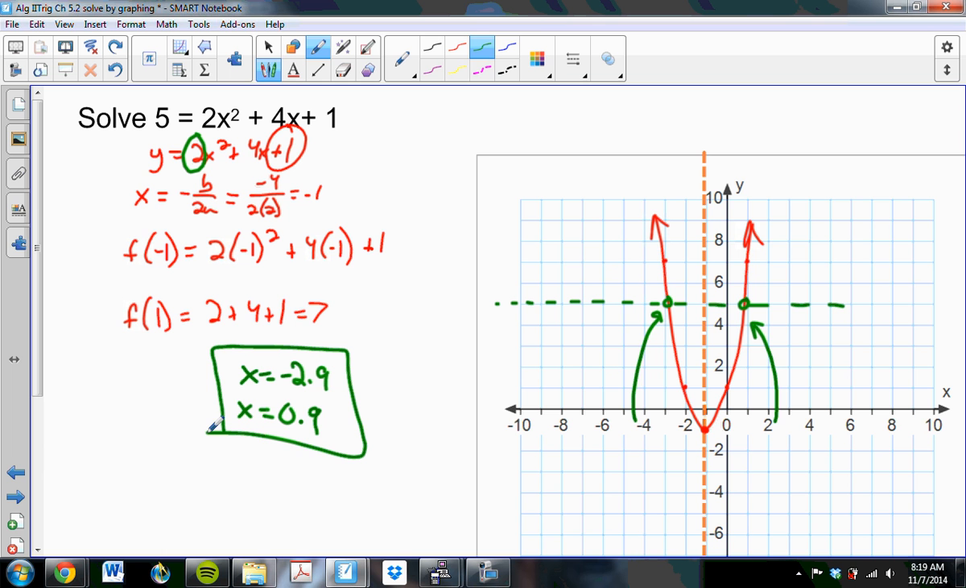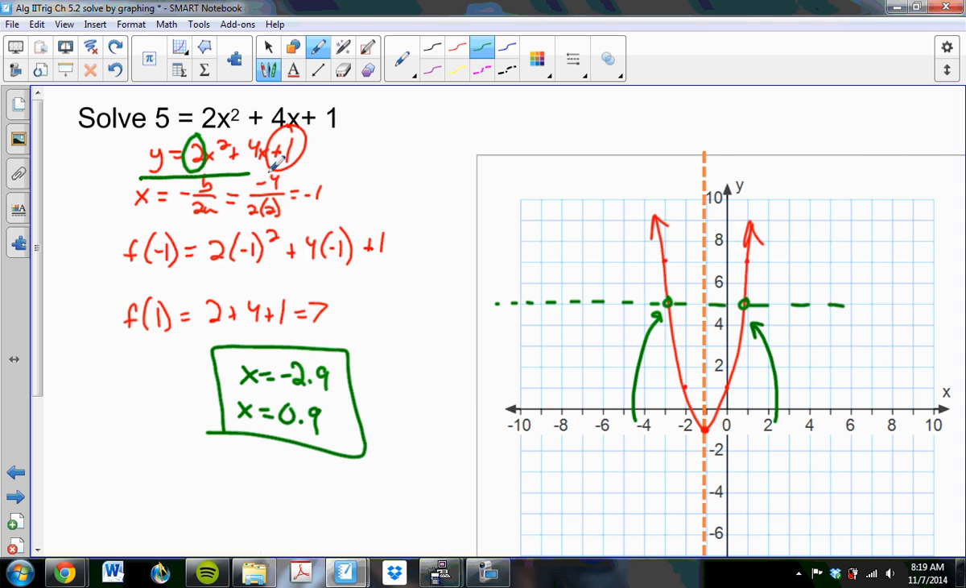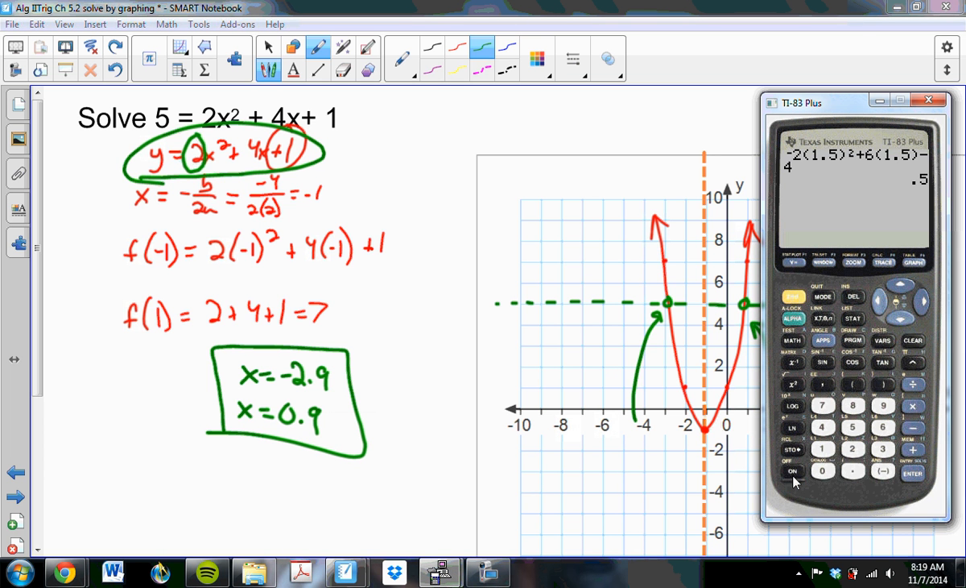Another way you can handle this is on your graphing calculator. I'm going to type this equation right here into my grapher. So I do y equals 2x squared plus 4x plus 1. And then I'm going to graph that and see how that looks. Well, that's a pretty good graph. I could change the window to kind of match what I've got on the screen, but I think that's really what I have. If I wanted to zoom in, I could.